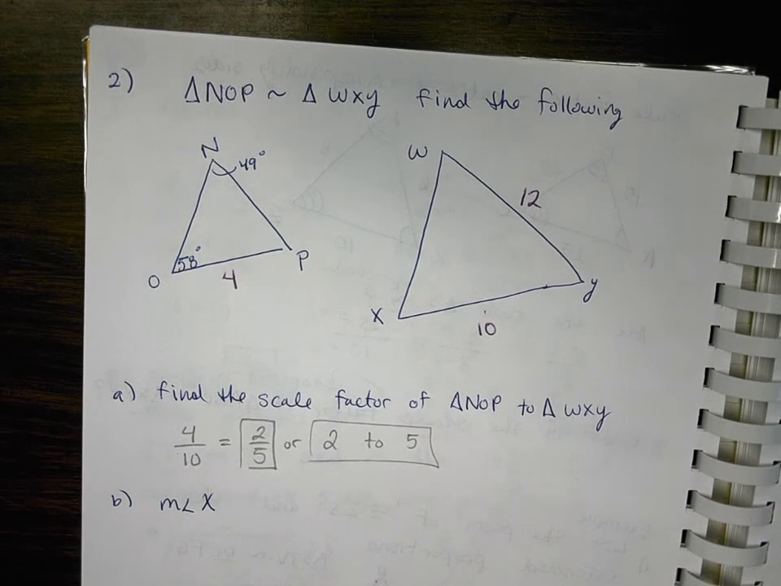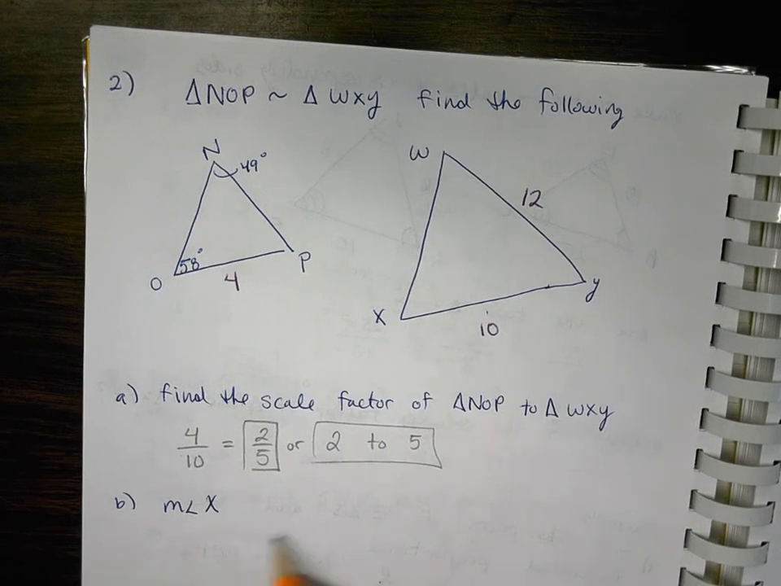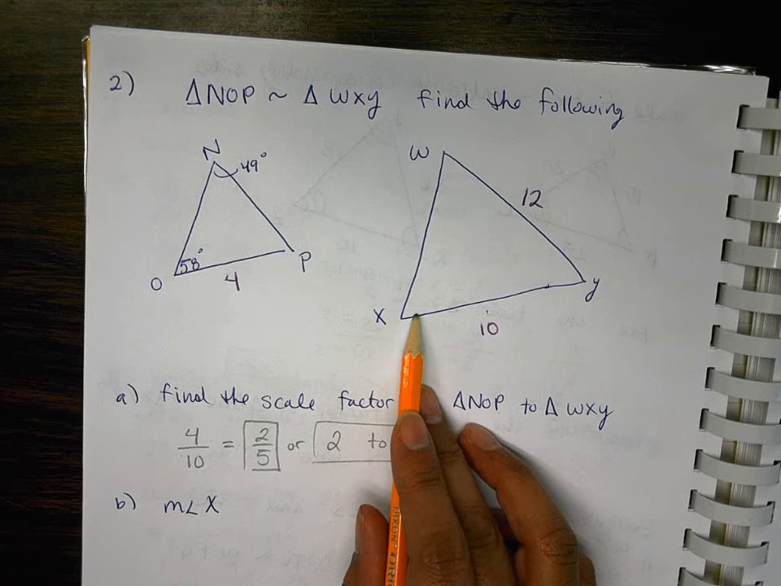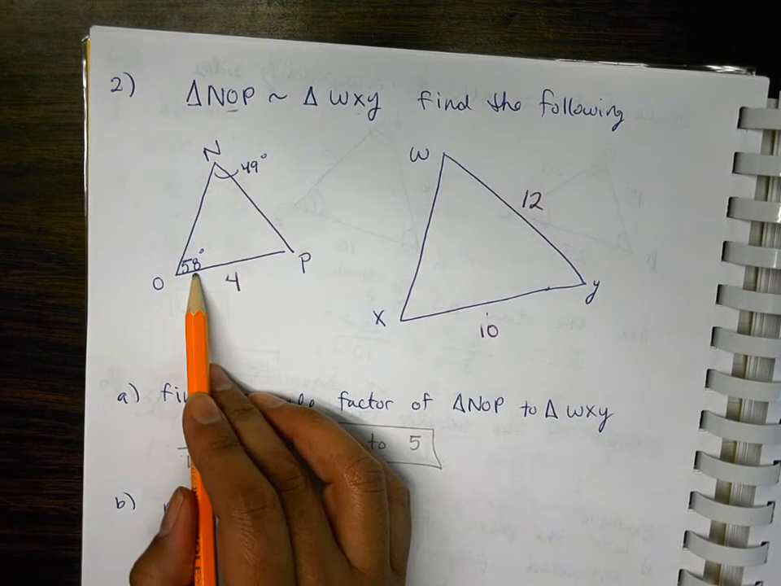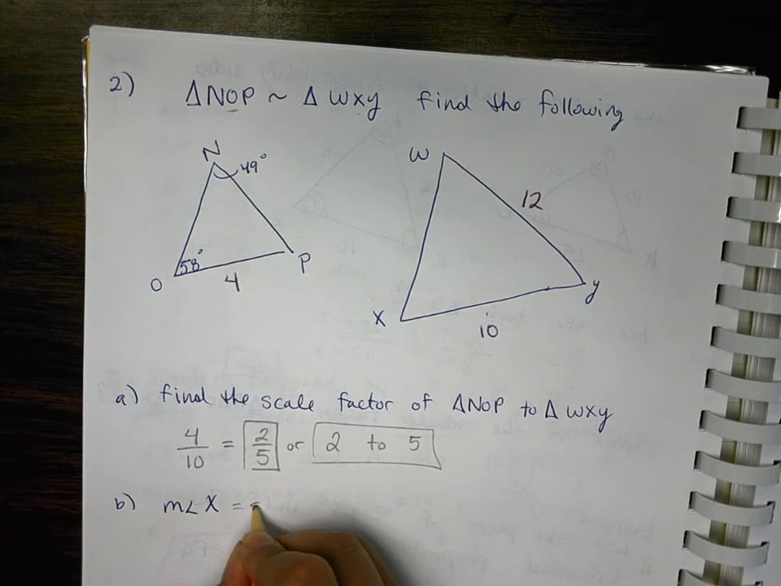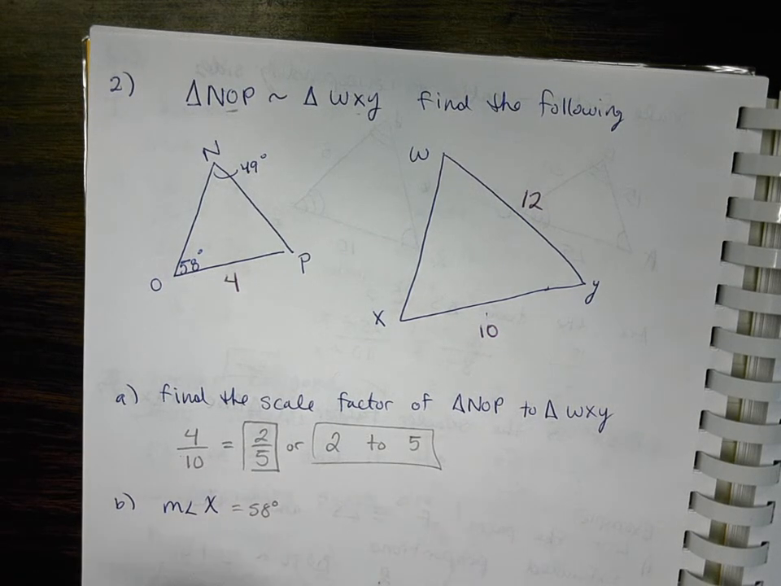What do we have? Angle X is here, and X, according to this, corresponds with O. And do we know O? 58. So 58 degrees. All right.